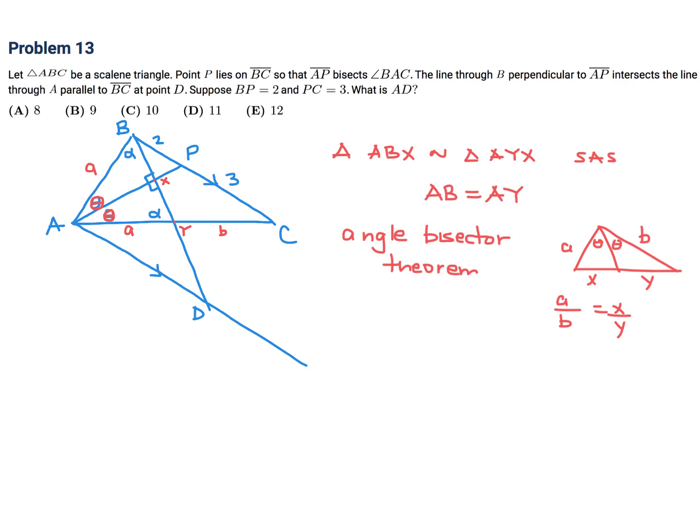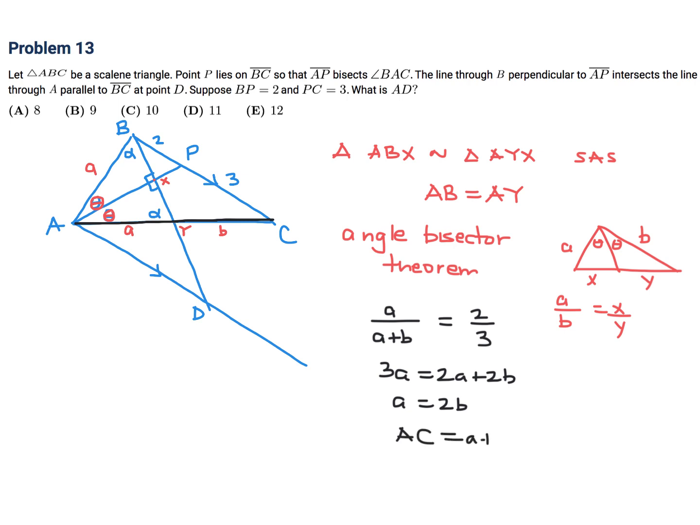That would mean that a over a plus b is the same as 2 over 3. Right. So now this will be 3a is equal to 2a plus 2b, and therefore a is equal to 2b. Okay, great. So AC, all the way from A to C, looks to me like it's a plus b, but since a is equal to 2b, that's going to be 3b. All right.